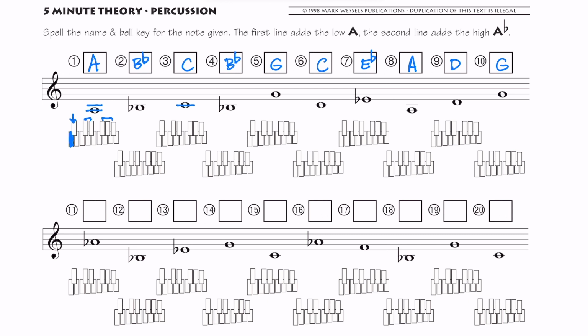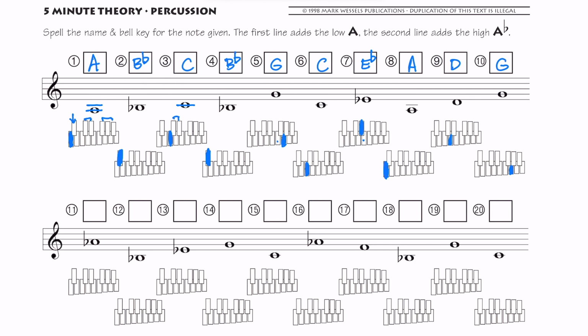All right, next one, B flat, the accidental hanging out by itself. C, got my two ledger lines. B flat, my accidental hanging out by itself. G, all right, so I have to find my F. Here's my G, because I use my musical alphabet, don't I? C, easy. E flat, C, D, E flat. A, lowest note. Okay, also the note that's below the B flat. D, C, D, and G, F, G.